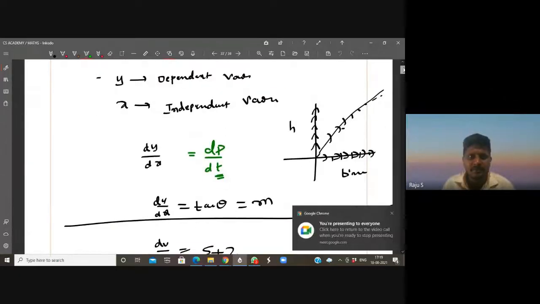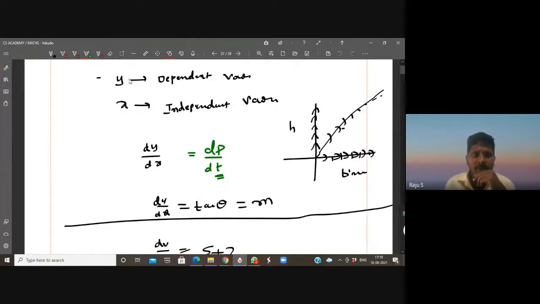Rate measure means dy by dx. The rate of change of one quantity with respect to another quantity is called the rate measure. So your numerator variable is called the dependent variable with respect to the independent variable. Like, I will give an example for this.